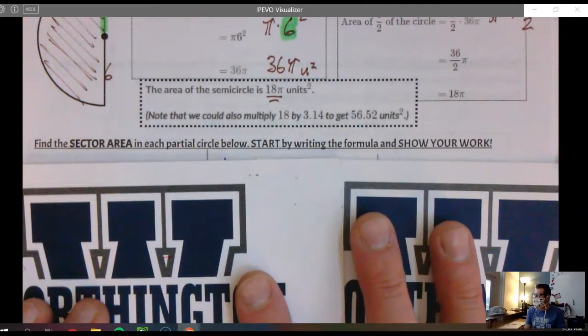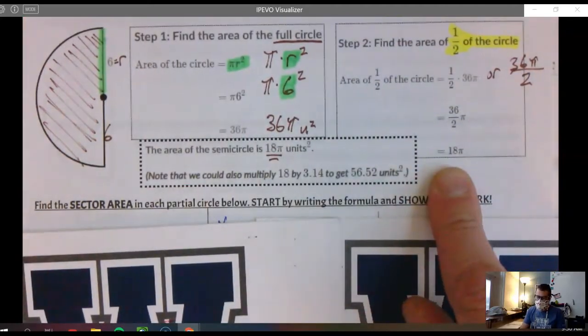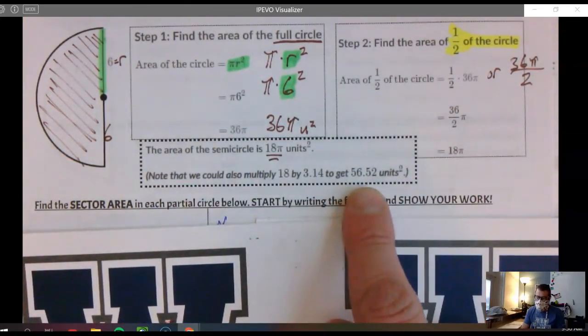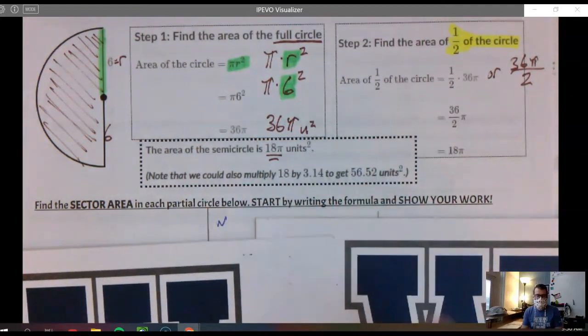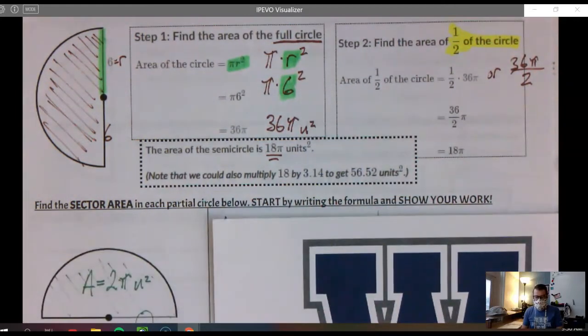Darn Alina. All right, so when we do that half, we get 18 pi, or if we do the multiplication, 56.52. Any preguntas? Again, I'm going to show you one more and then have you do the others on your own.